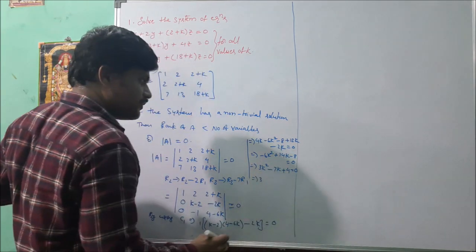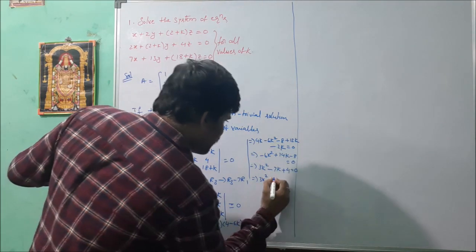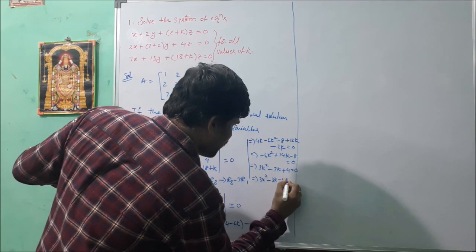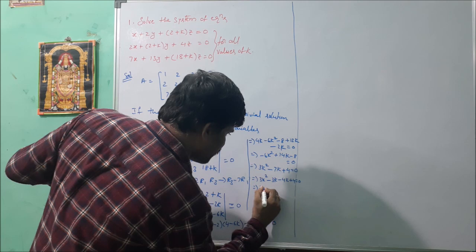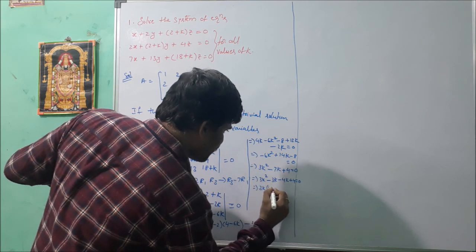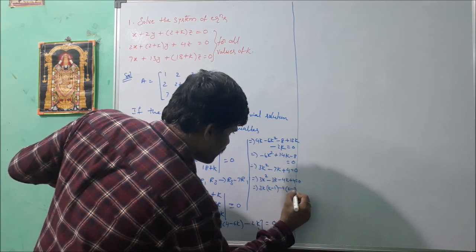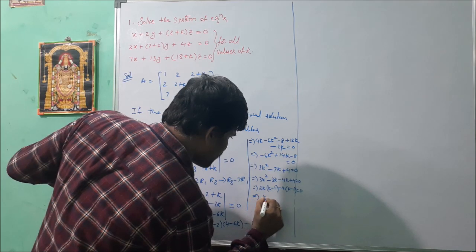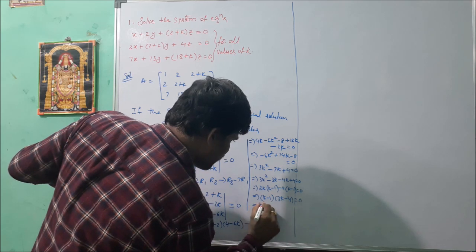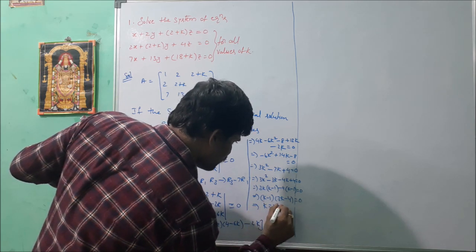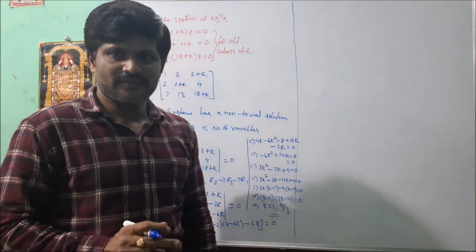Here 3 times 4 is 12. 3k squared minus 3k minus 4k plus 4 equal to 0. Now here we take 3k common, the remaining value is k minus 1. Minus 4 will be common, k minus 1 equal to 0. Here we write (k minus 1)(3k minus 4) equal to 0, which implies k equals 1 and 4 by 3. These are the values of k.